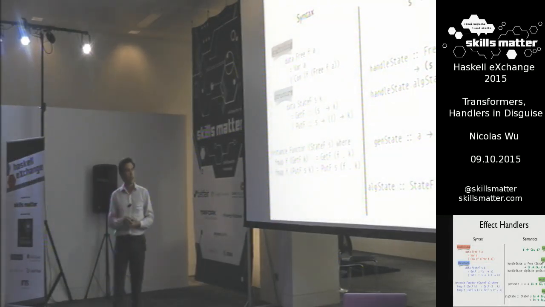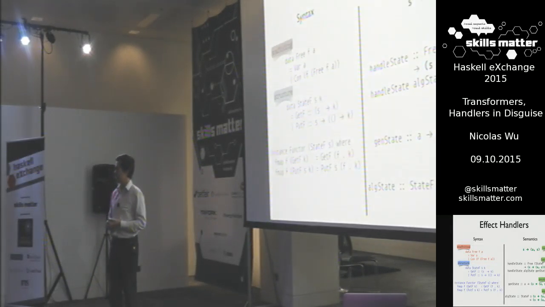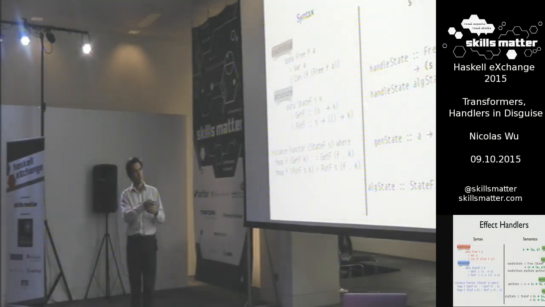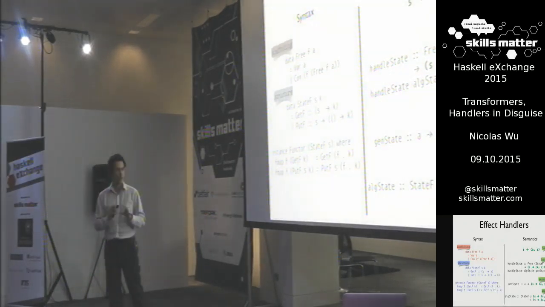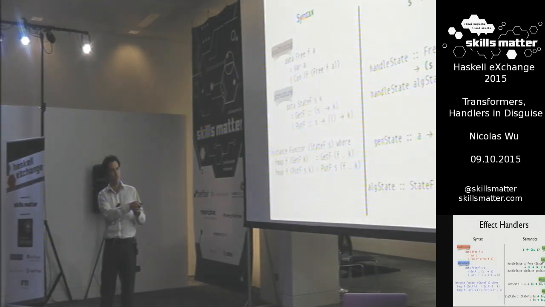And to get there, we're going to use this thing called a handler. So these are the effect handlers that people have been talking about. And a handler is some strange thing that takes an alg state and takes a gen state, and I've omitted the definition in this slide. But what you should realize is that alg state and gen state are these two components, and what gen state does is it generates the carrier given an A.